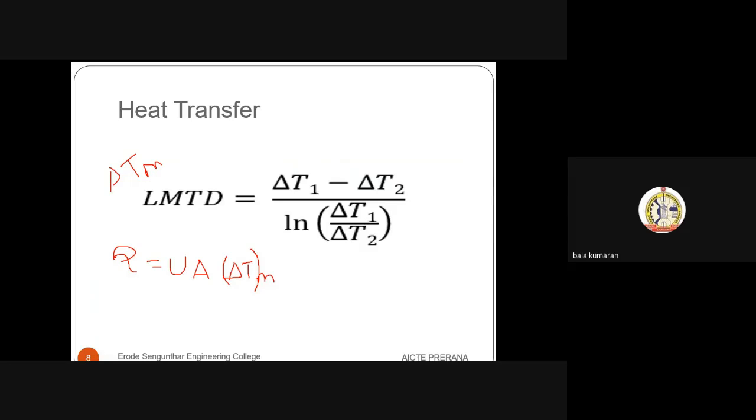If you want time to write the formula, you can take time. Capital T1 is for the hot temperature, and small t1 is for the cold temperature. You should remember that. Capital T for hot and small t for cold. 1 and 2 mean inlet and outlet: 1 is for inlet and 2 is for outlet.